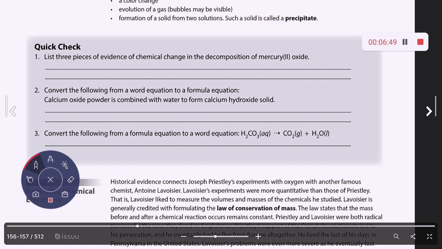Let's go over one really quick. Give me one of the forms of evidence that you guys listed. Color change. Good job. Okay. What else would we put? Evolution of a gas. Yes, evolution of gas.